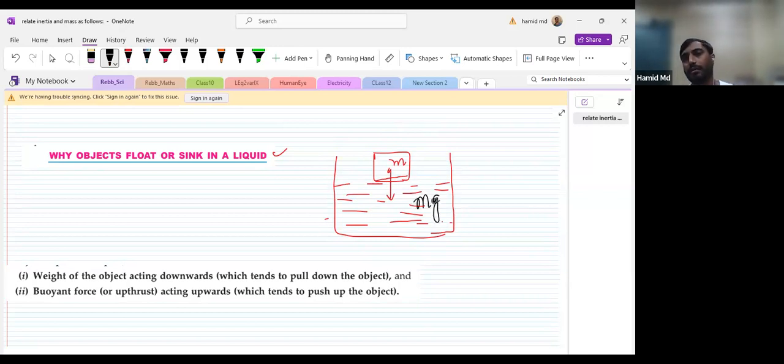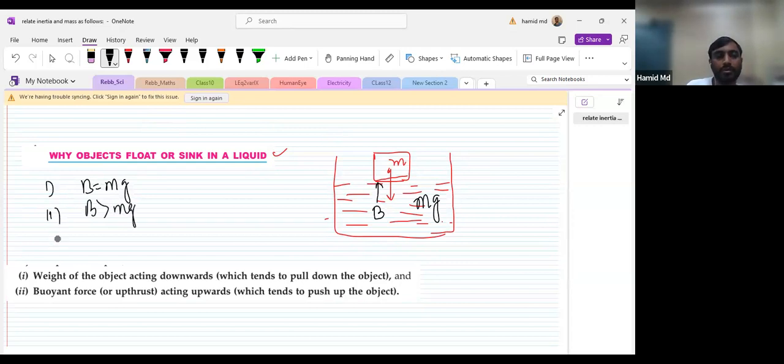So there will be one force and another, because we know from Newton's third law there is always an equal and opposite reaction. So there's one upward force pushing it up. We call it the buoyancy force, right? So there are three situations: either B will be equal to mg, second, B will be greater than mg, or third, B may be less than mg, right?